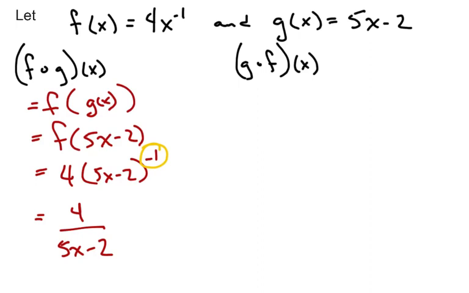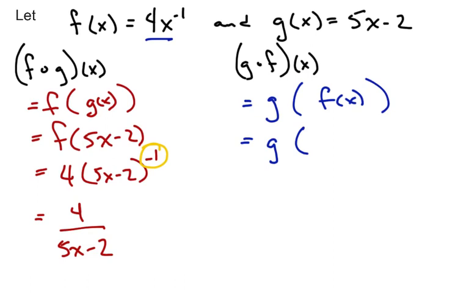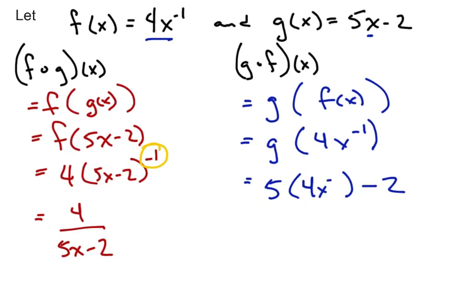Let's do it again, but switch the order around. So instead of finding f of g, we find g of f of x. Does order matter? Should we end up with the same thing? Well, let's find out. What I'm going to plug into g is the function f, 4x to the negative 1. And that's going to get plugged into g of x up here. So 5x minus 2. And we're going to plug in 4x to the negative 1, which leaves us with 20x to the negative 1 minus 2.